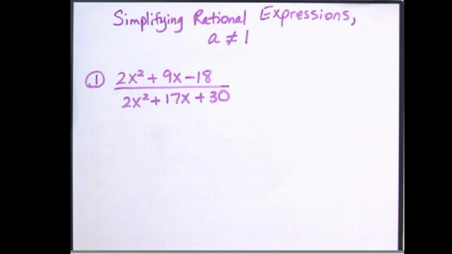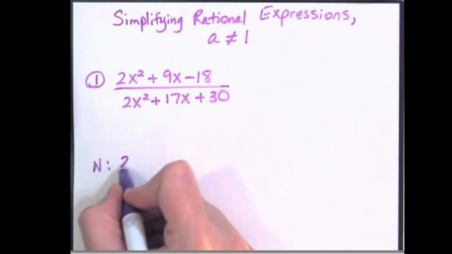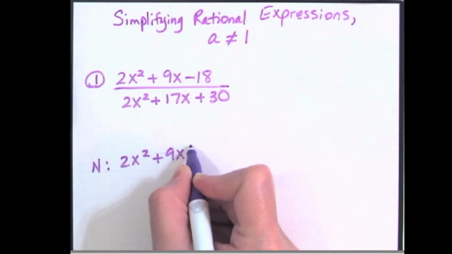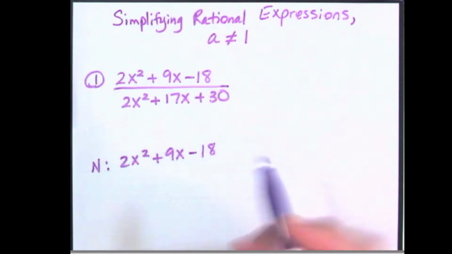Welcome back. Today we're going to be simplifying rational expressions that involve trinomials where our a does not equal 1. So remember, when we're simplifying these, our goal is to factor first so we can cancel out any common factors.